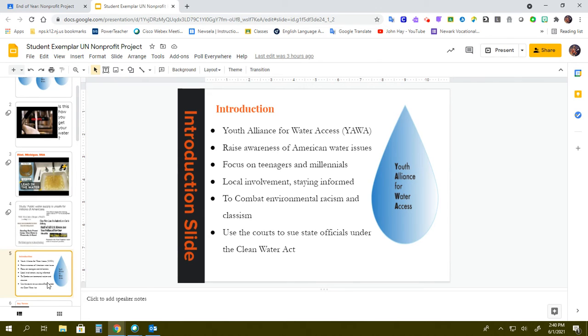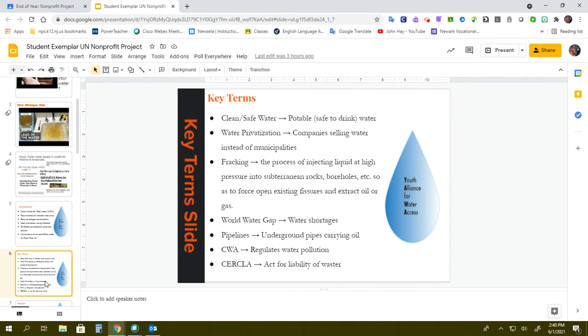But you have to have an introductory slide. So in your introductory slide, you're going to tell us who your organization is, what you do, and how you do it. Next, I want you to define your key terms. You should have already done the key term assignment that's posted in Google Classroom, and that is where you are going to tell us what key terms we have to know in order for us to understand your project.